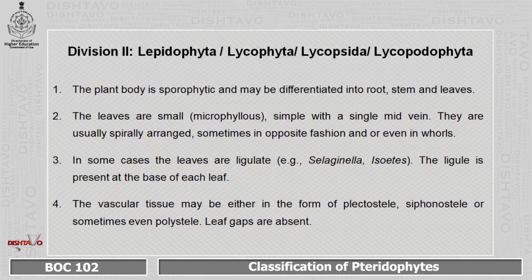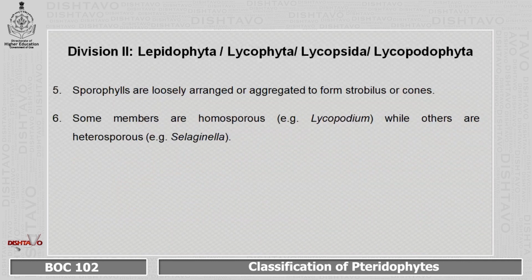The vascular system here may either be a plectostele, a siphonostele or sometimes even a polystele. Leaf gaps, however, are absent. The sporophylls are loosely arranged here to form a structure called a strobilus, also referred to as the cone. The members here may be of both types, either homosporous, where they produce only one kind of spores, or heterosporous, where they produce 2 kinds of spores.